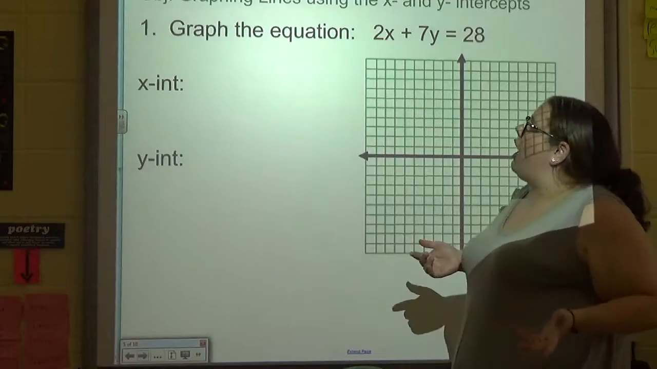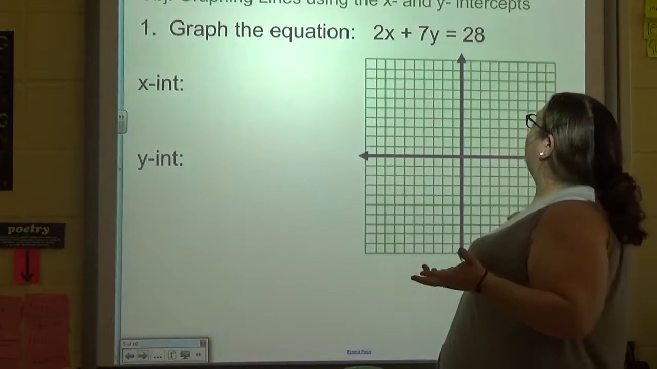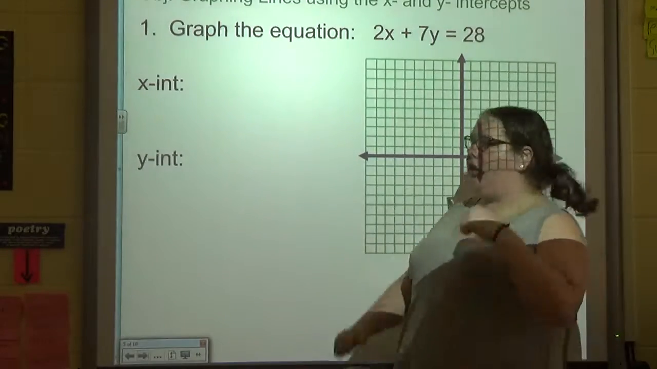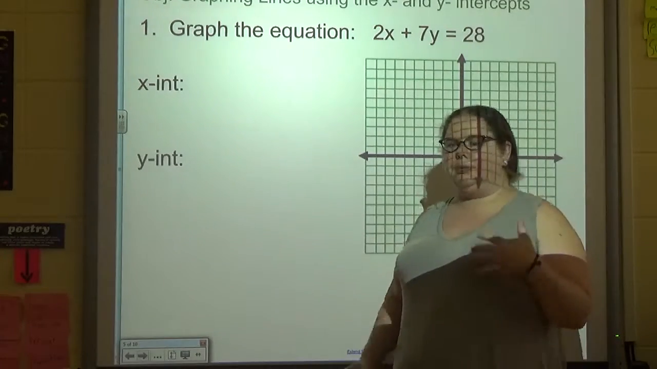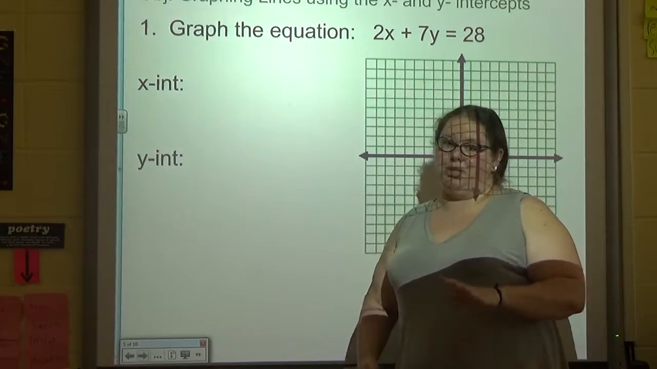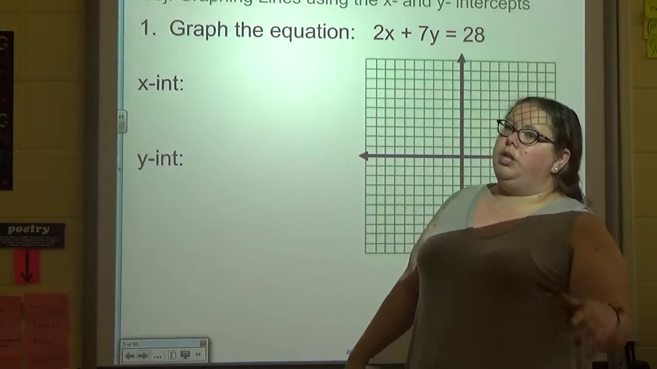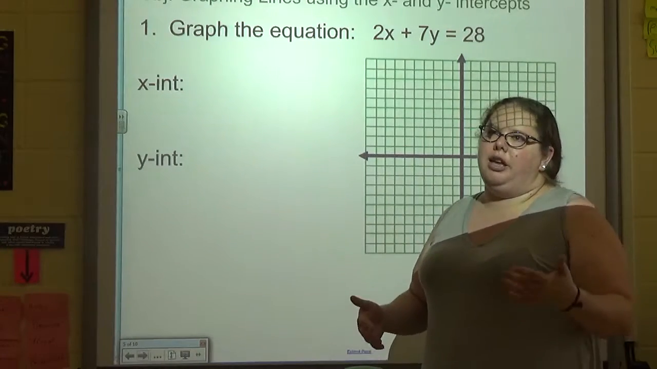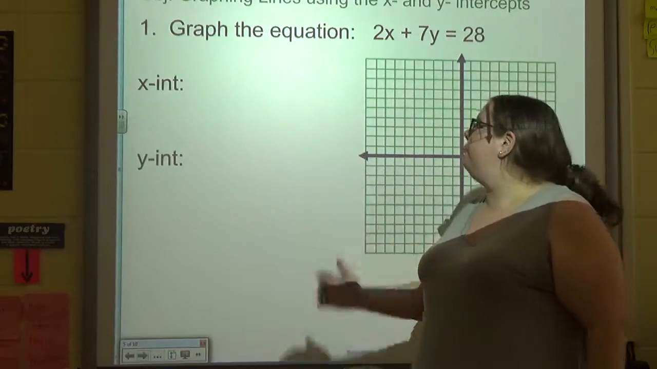Okay, so let's find the x-intercept and y-intercept. Now some students like to argue with me and say, well, I can just solve for y and do y equals mx plus b. Yes, you can, but that doesn't always work. Sometimes the numbers get super gross. So this is just another method, and it's just sometimes more useful than converting the equation.